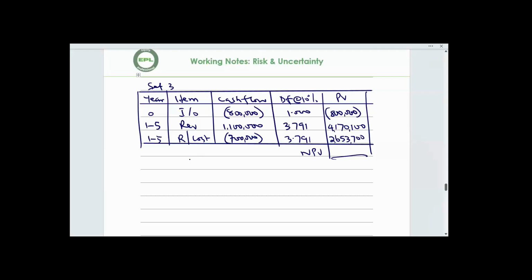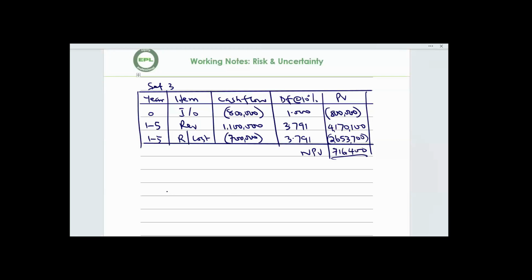So, of course, this one is in brackets. Therefore, 4,170,100 minus 2,653,700 minus 800,000 equals 716,400.